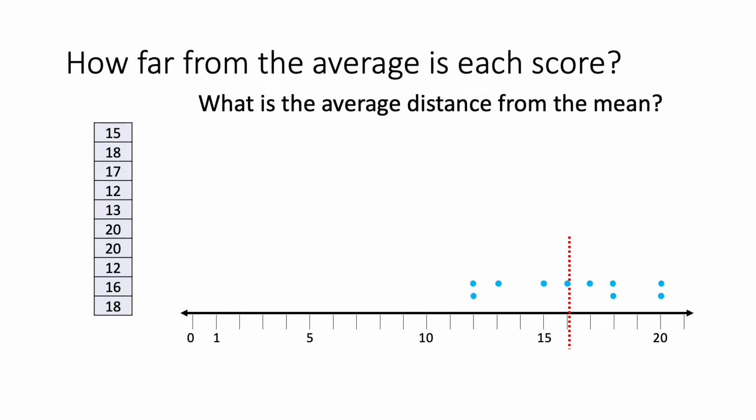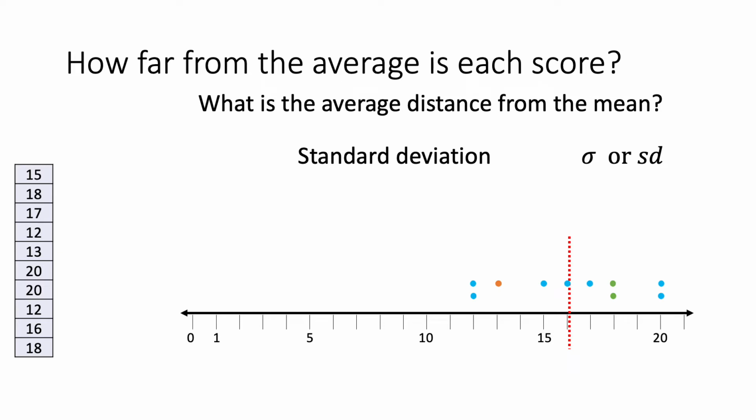When we look at the average distance that the data points are from the mean, that's called the standard deviation, and those are the symbols for it. So you can think of it as how, on average, how far from the mean are those data points.